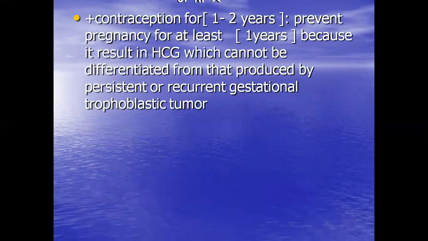We talk about contraception. The patient should not become pregnant for at least 1 to 2 years, because pregnancy results in HCG which cannot be differentiated from that produced by persistent or recurrent gestational trophoblastic tumor. So we do not know if this HCG is from the pregnancy or from the persistence or recurrence. The patient should avoid pregnancy for at least 1 to 2 years.